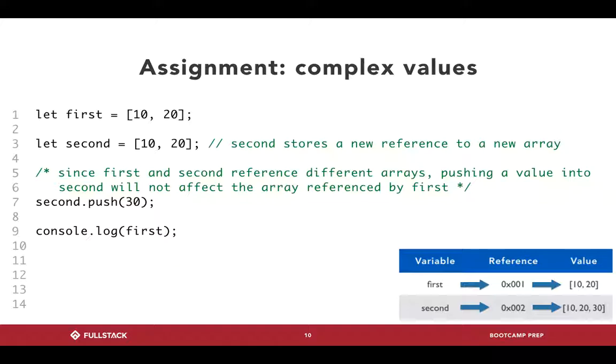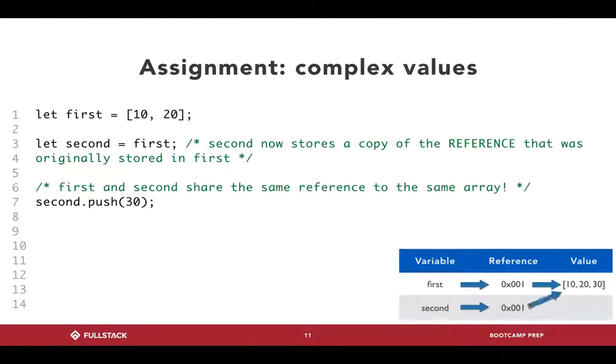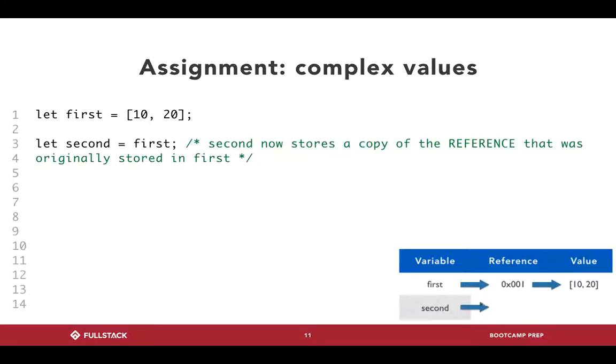Okay, great. And then lastly, the last example that we're going to talk about is when we start to have multiple arrows pointing to the same thing, and this is where things probably get a little bit more confusing, right? So we start off with our first variable, still a reference, still a value. Oh, sorry, a little too fast. Still a value of 10, 20. Then I say let second equal first.